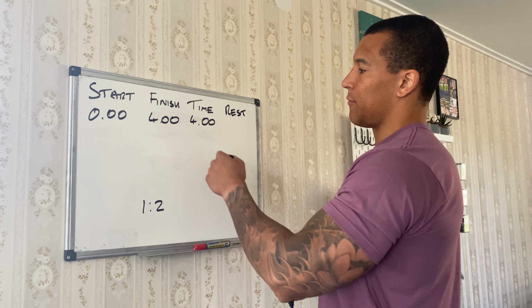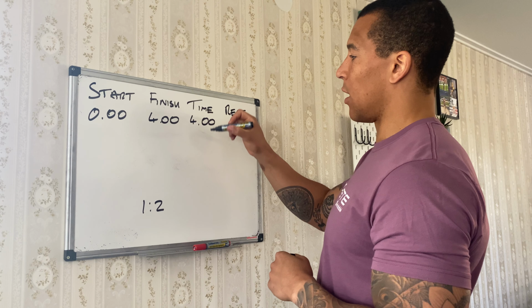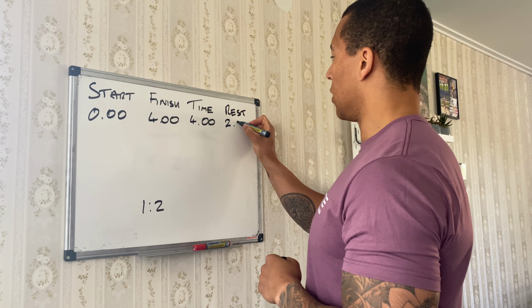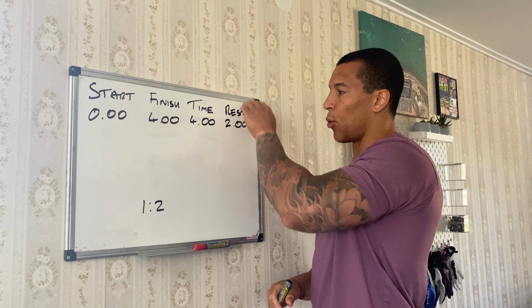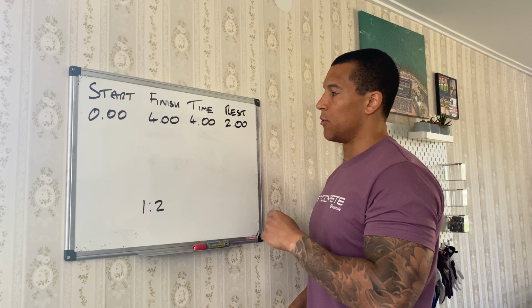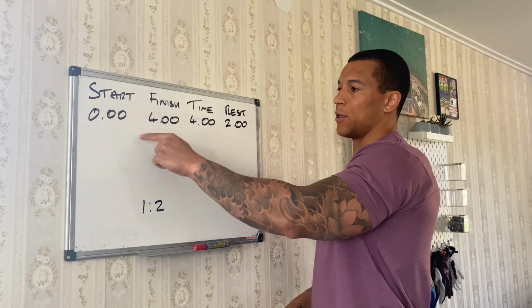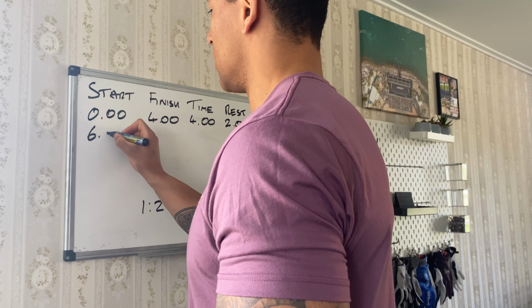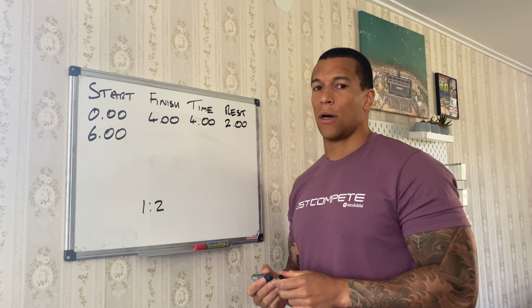So we finished our first round in 4 minutes. So our rest time is half of this, which means we're resting for 2 minutes. The importance of this column will come in later once we've done some more rounds. We add 2 minutes to the finish time, so then we get 6 minutes. And we know that we start our next round at 6 minutes.